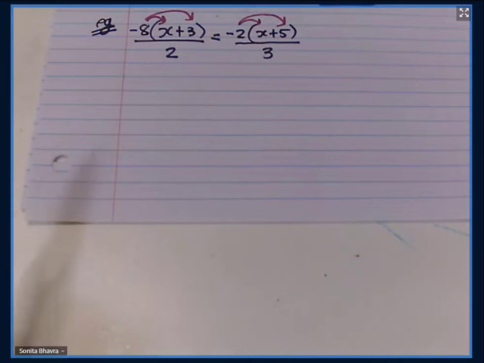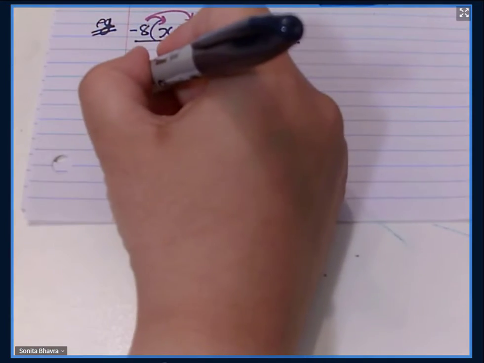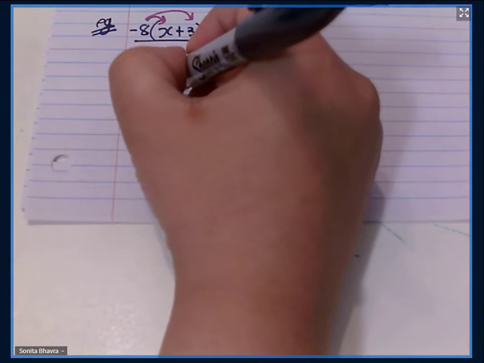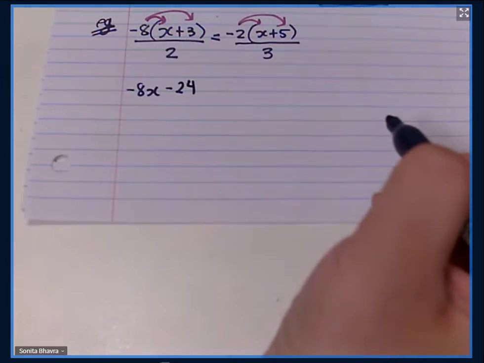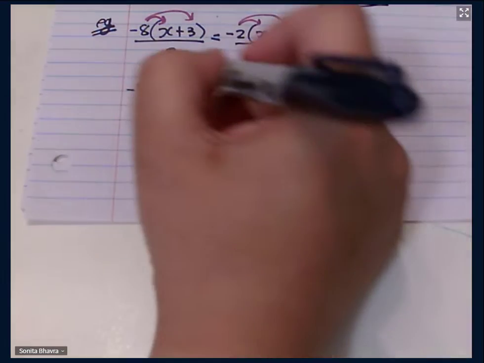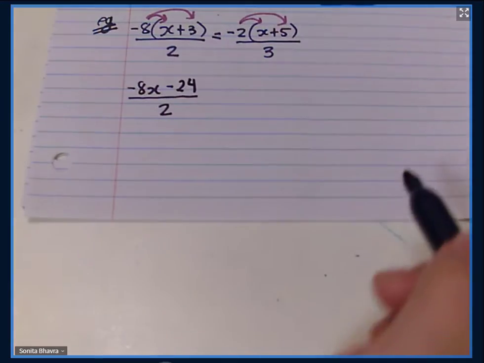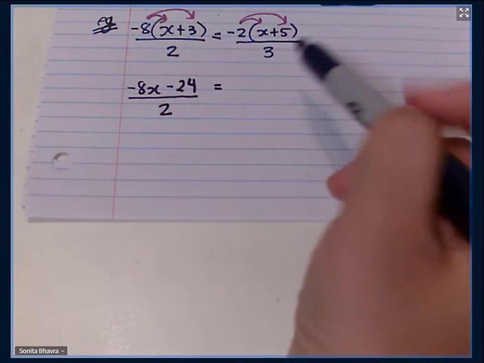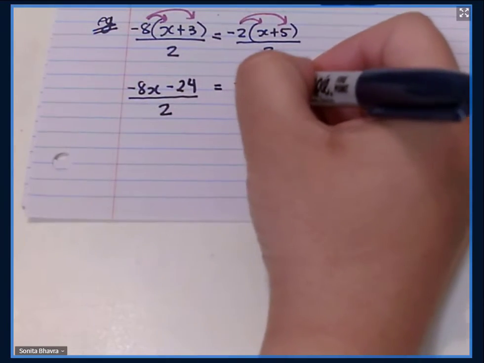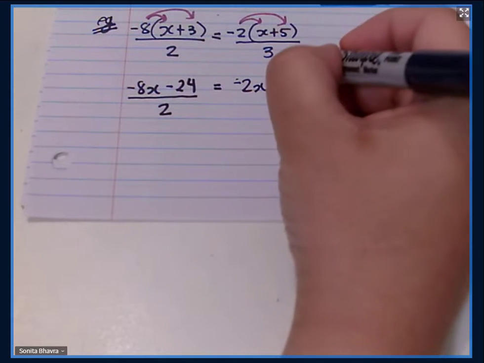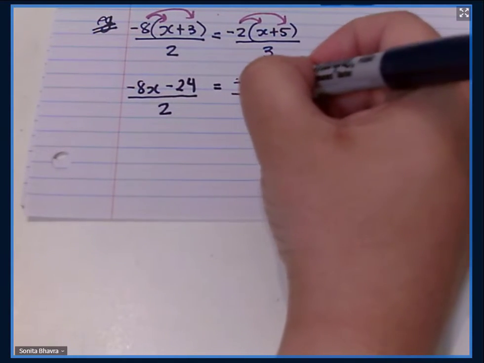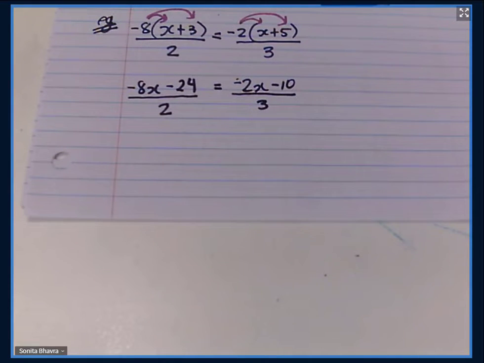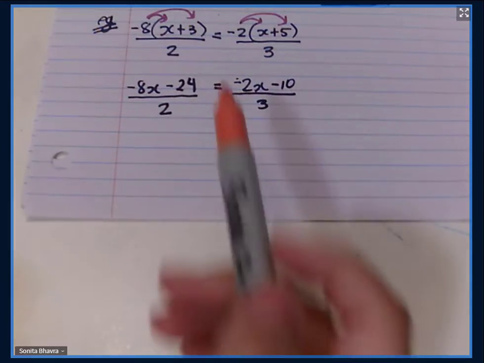Okay, so -8 times x gives me -8x, and then -8 times 3 is -24, and then it's over 2. And on this side, we have -2 times x, which is -2x, and then -2 times 5, which is -10, and it's over 3. And then once you've done that, you can go ahead and do the cross multiplication.